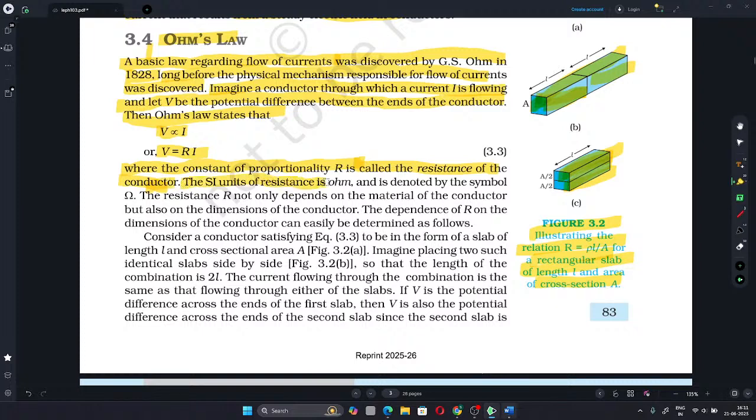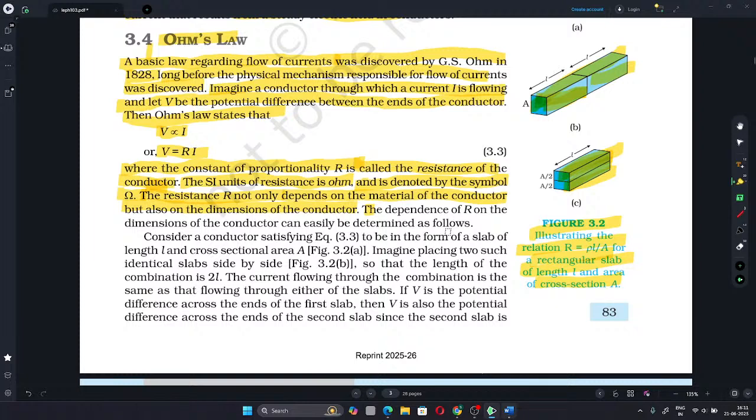The SI unit of resistance is ohm and is denoted by the symbol omega. A resistance R not only depends on the material of the conductor but also on the dimensions of the conductor. It also depends on the temperature as well. Therefore, what does the resistance depend on?